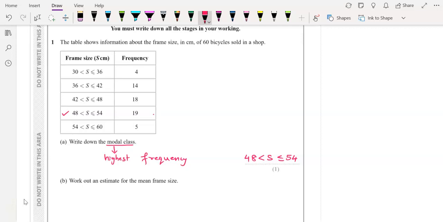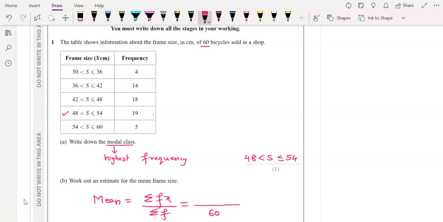Part B, work out an estimate for the mean frame size. Now the formula for mean when the frequency is given is sigma fx over sigma f. Now the word sigma means sum of all. So the denominator is the sum of all frequencies. So you have to add up all the frequencies here and it should give you a total of 60. So your denominator is 60.